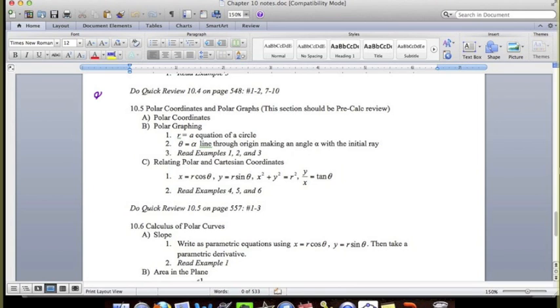So we're going to look at some examples of those. And then the last topic is going to be how we can change polar functions into regular x and y's, or how we can change x and y's into polars. And there's some conversion formulas we can use on those.